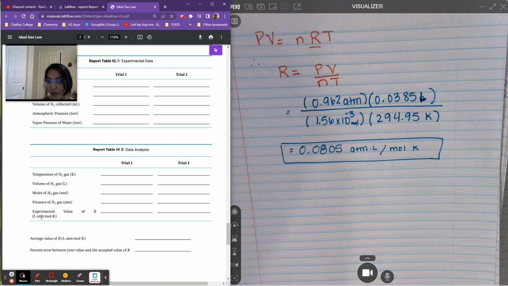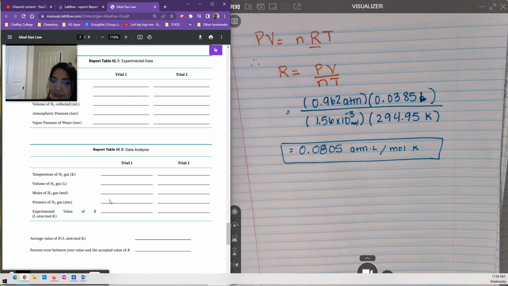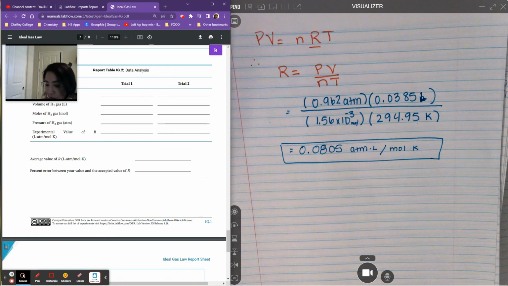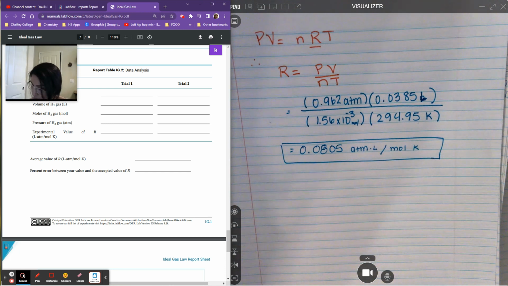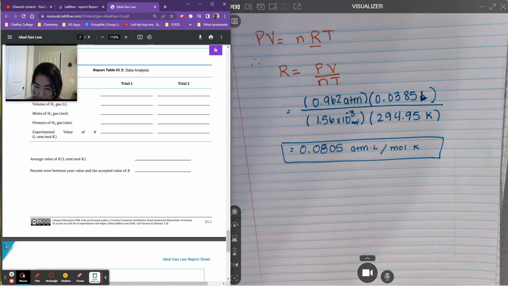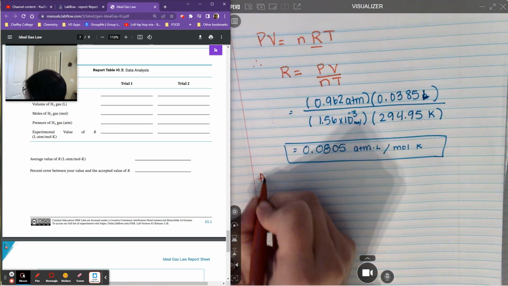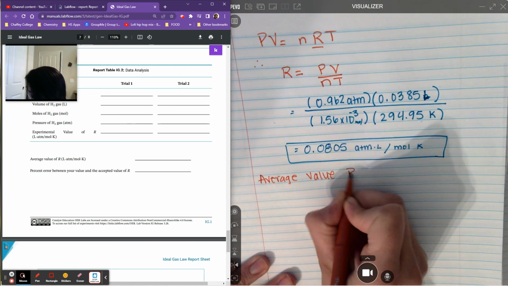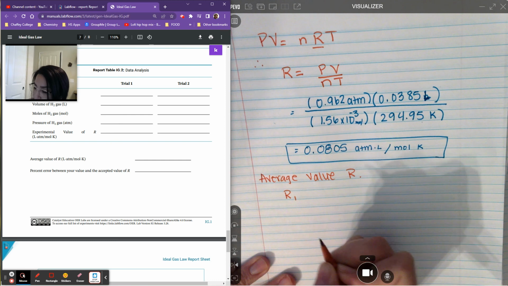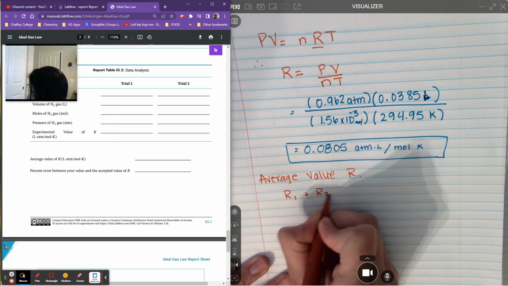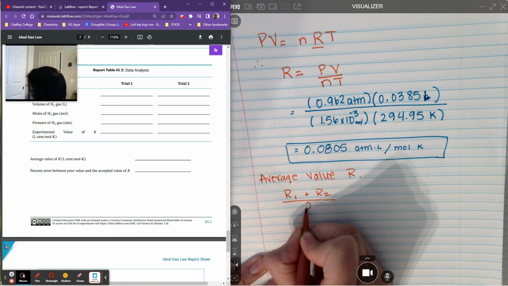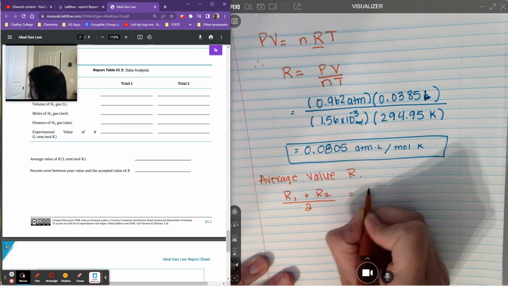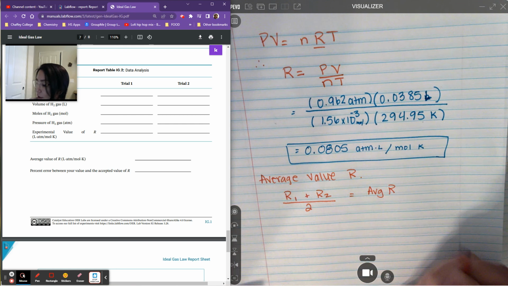Onto your report. So the last two questions say, what's the average value of your R? And average values are easily obtained. So what's that number going to be? Let's just say average value of R here is going to be your R1 from experiment number 1 plus your R2 from experiment number 2. And you're going to divide that by 2. And that's going to equal your average R value.